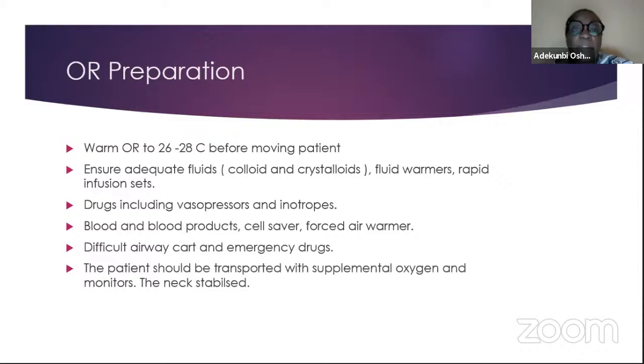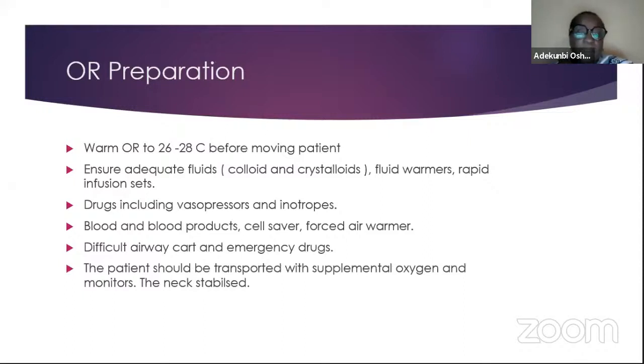We want to ensure there are adequate fluids, colloid and crystalloid. Although colloids are avoided as much as possible in these patients, and we prefer blood and blood products because, as we said, colloids tend to increase the risk of coagulopathy in them. There are fluid warmers, rapid infusion sets, drugs including vasopressors and inotropes, blood and blood products, cell saver, forced air warmer, difficult airway cart, emergency drugs.